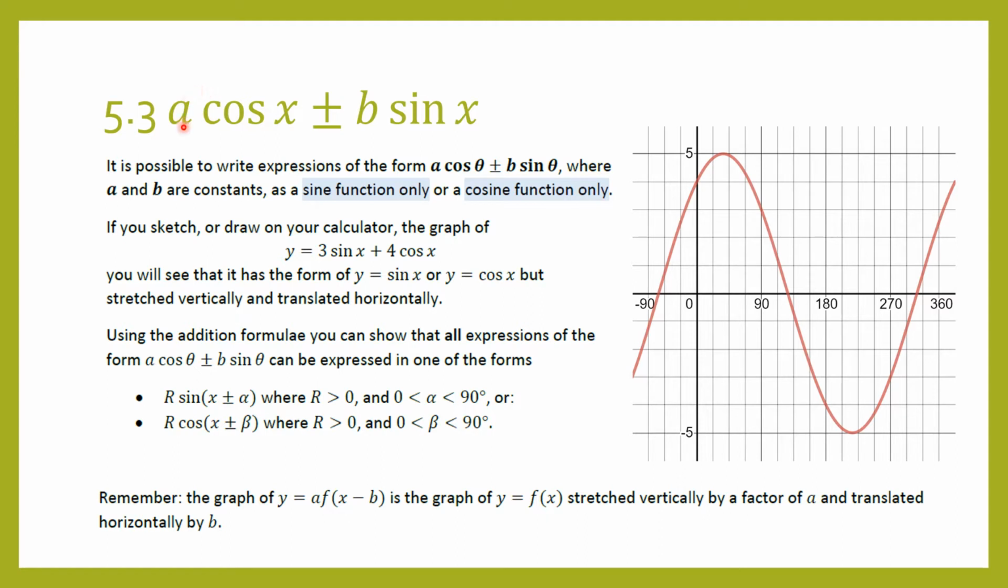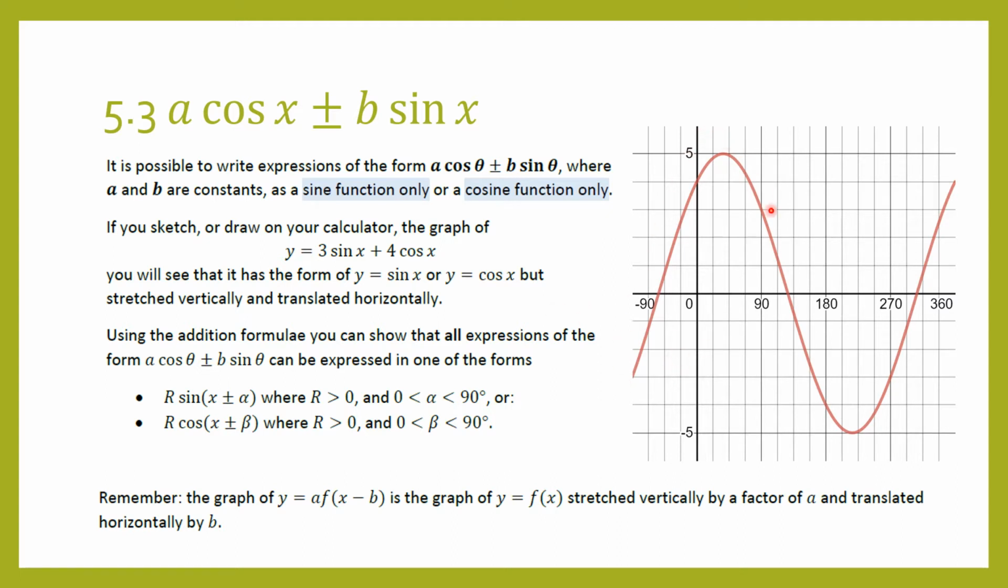Converting something that is the sum of two terms, one in cos and one in sine, into a single sine function or a single cosine function. Now, if you sketch or draw on your calculator or on a graphing package such as Desmos, the graph of 3 sine x plus 4 cos x, this is what you'll get on the right hand side. I've done it on Desmos. You will see that it has the form of a sine graph or a cos graph.